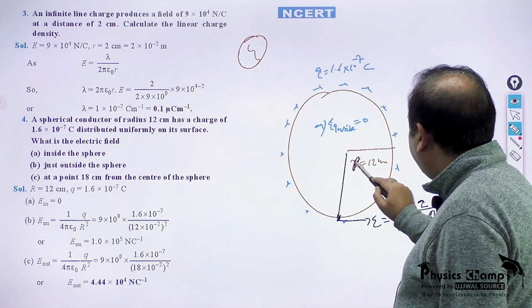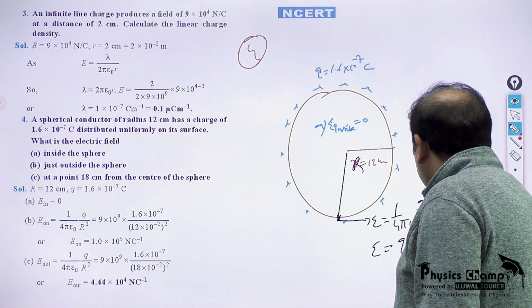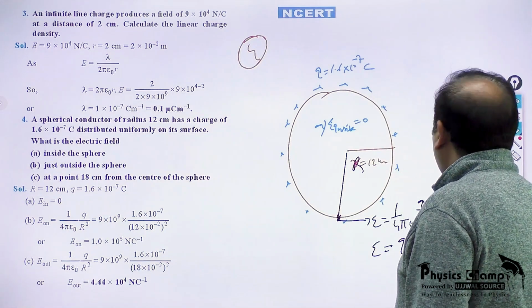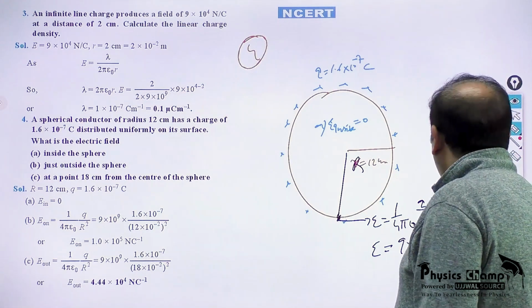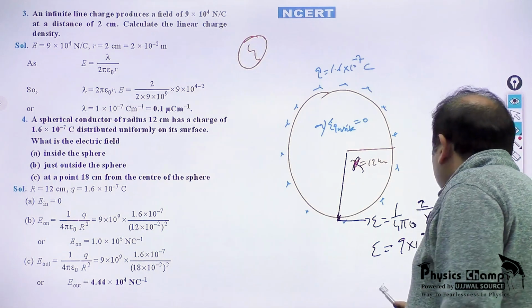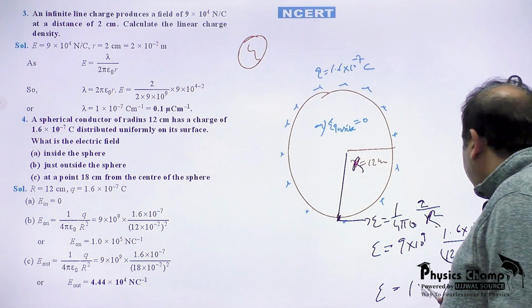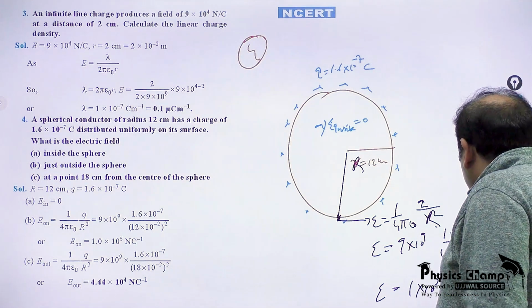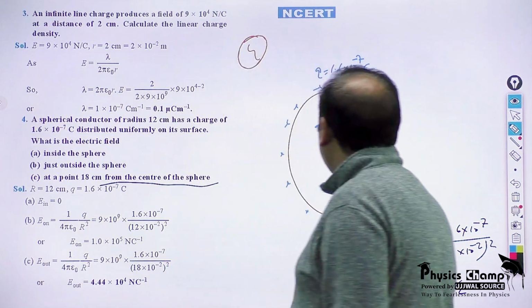Let me call it capital R. So the electric field just at the surface will be 9 into 10 to the power 9, charge is 1.6 into 10 to the power minus 7, and radius is 12 into 10 to the power minus 2, square. So the electric field at the surface will be 1 into 10 to the power 5 Newton per coulomb, and at a point 18 centimeter from the center of the sphere.